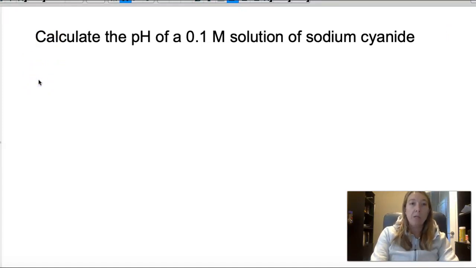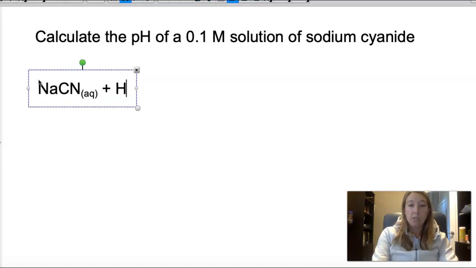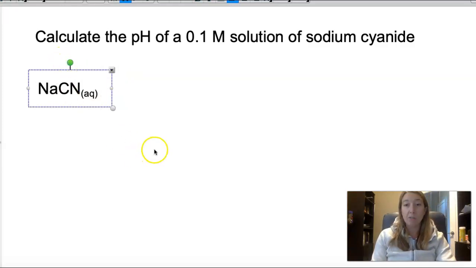So we have sodium cyanide, which is NaCN. Okay, we are going to put it into water. Or why am I doing that? Don't know why I'm doing that. My brain is not functioning very well.